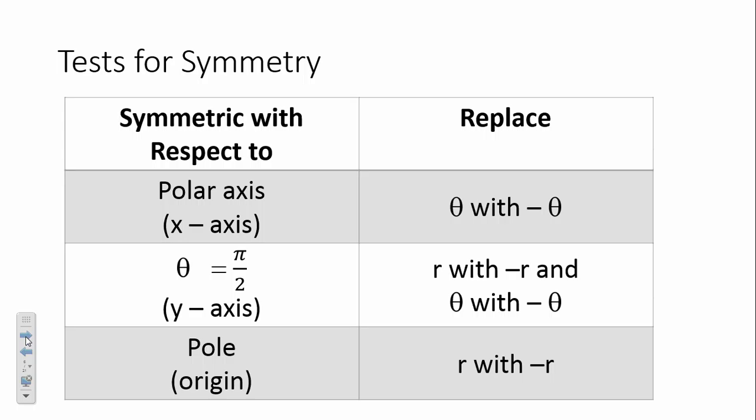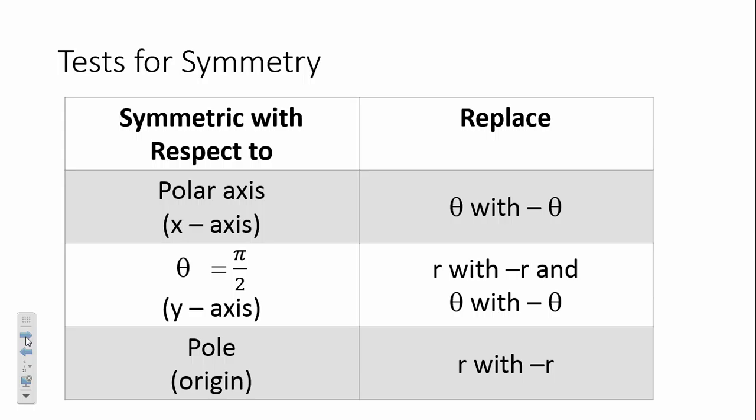Okay? So when we're testing for symmetry with respect to the polar axis, which was traditionally the x-axis, we simply replace theta with a negative theta. If we want to test for symmetry with respect to what was the y-axis, or the line theta equals pi over 2, we replace the r with a negative r, and we also replace theta with negative theta. We compare it to our original equation and see if it's the same. Okay? If it's the same, then it is symmetric with respect to theta equals pi over 2.